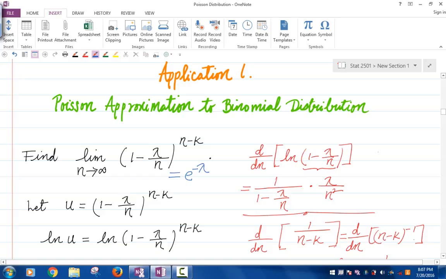Okay, let's now describe the application, that is the Poisson approximation to binomial distribution. So keep in mind that the limit as n goes to infinity of 1 minus lambda over n to the power n minus k is equal to e to the negative lambda.